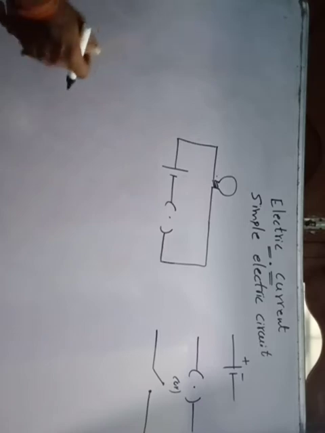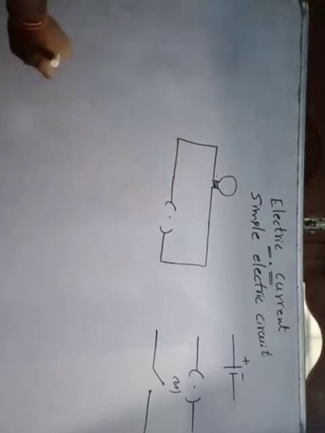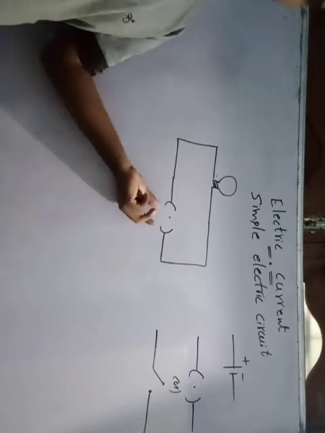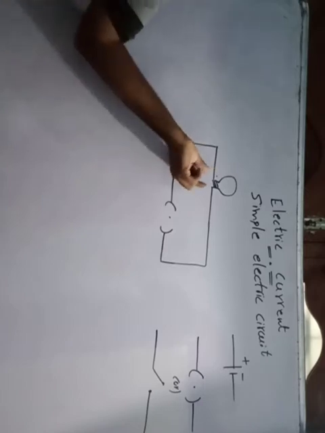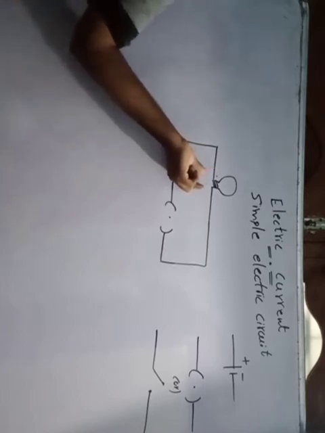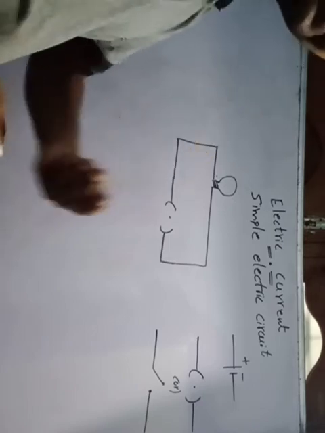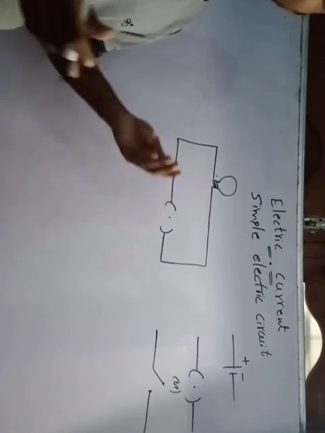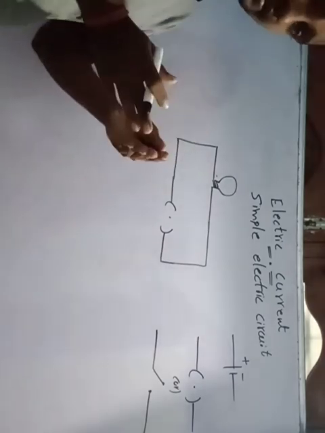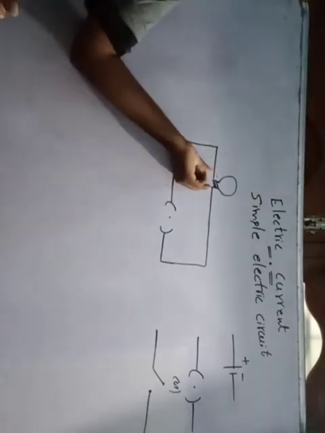Now, for example, remove the battery. Now again switch on the circuit. What do you observe? Now the bulb doesn't glow, because what is the working of the battery? The battery has chemical energy. When the bulb is connected to the circuit, the chemical energy is converted into electrical energy. Clear? So without a battery the bulb doesn't glow.